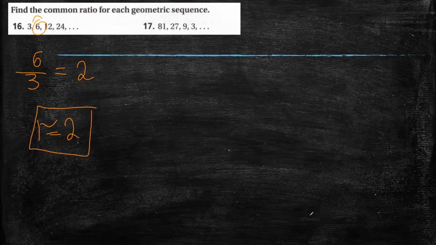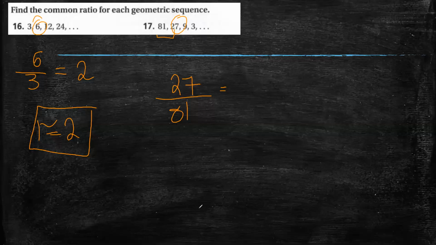Look at number 17 now. In number 17, be careful. I have to divide the second into the first. So it's 27 over 81. Then 27 over 81. Let's divide it by 9. 27 divided by 9 will be 3. 81 divided by 9 will be 9. So it will be 3 over 9, which is 1 over 3. So the common ratio here is 1 over 3.